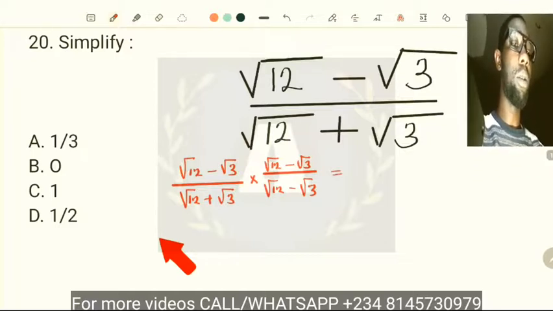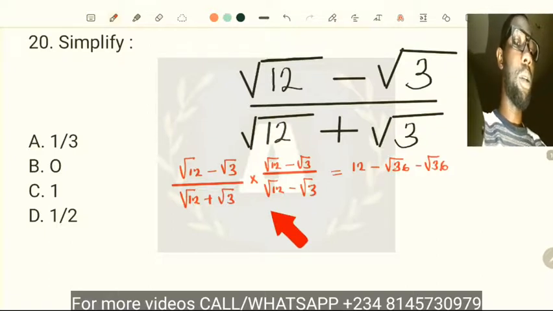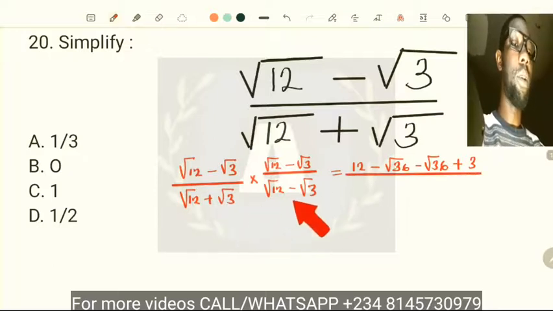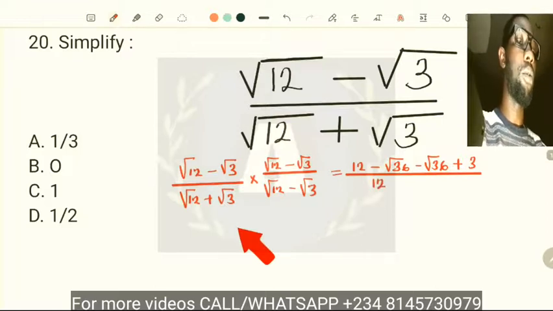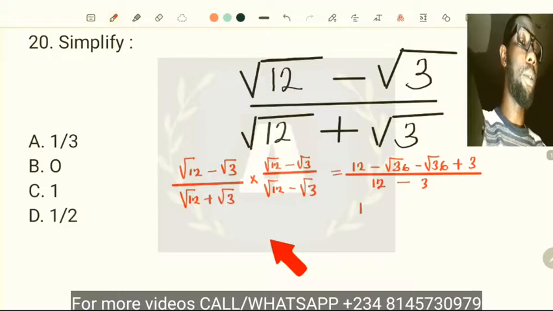So what do we get when we do that? Root 12 multiplied by root 12 is 12. Root 12 times minus root 3 is minus root 36. Minus root 3 multiplied by root 12 is minus root 36. Then minus times minus is plus, and root 3 multiplied by root 3 is 3. All over, this is the difference of two squares. So you multiply the first by the first, and the last by the last. Root 12 multiplied by root 12 is 12, then root 3 multiplied by minus root 3 is minus 3. Then here 12 plus 3 is 15, the like terms.